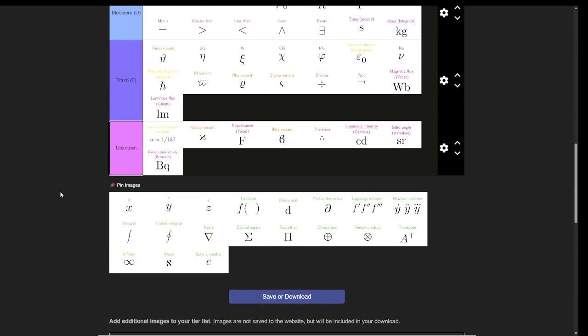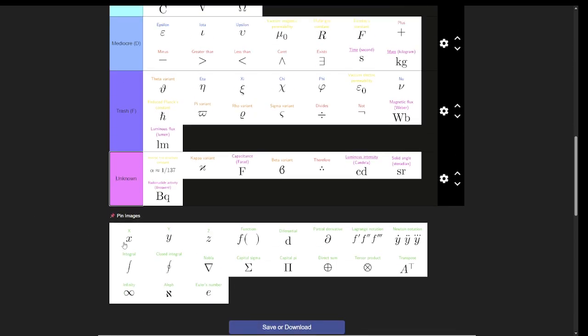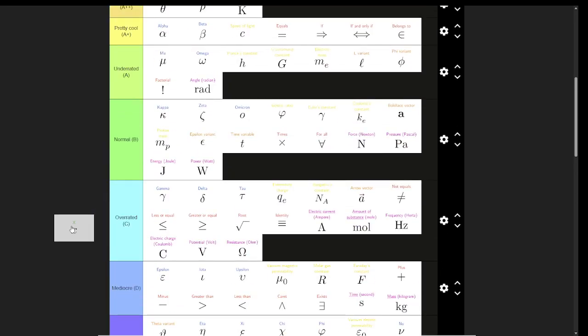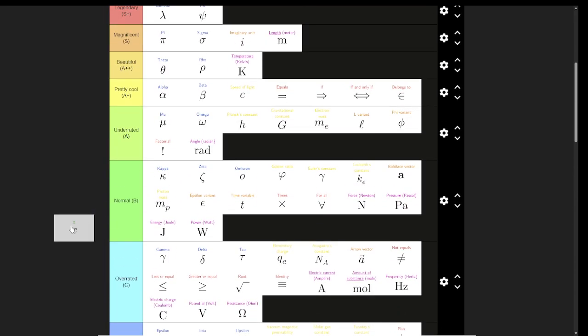Alright, guys. Next up, X. X, the constant. It's wonderful. It's there from the beginning. But it's just too overrated. People don't like X because it's so complicated. Nobody wants to speak about it. I'm going to put it in normal. I find it's a good letter, but I feel like we could have found a better letter.